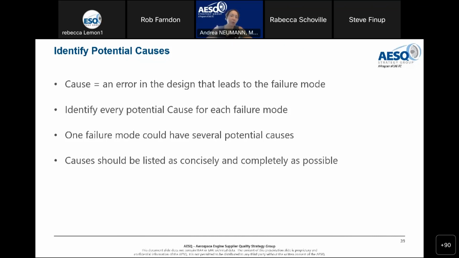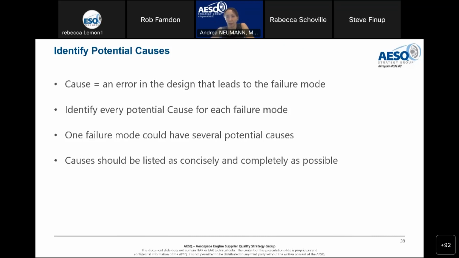So also when you later go on in the design process and you get more information about the design and further main failure mechanisms, you can just add further causes in your Design FMEA.